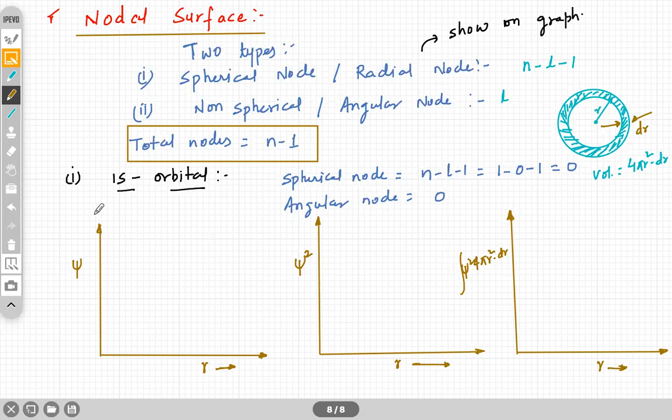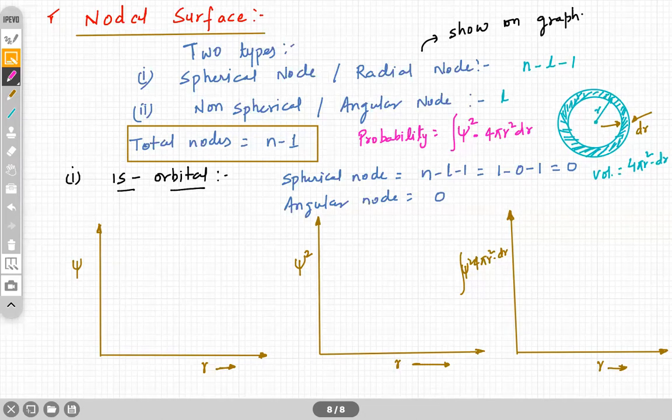And we already know that psi square is the probability density function. So the probability of finding an electron is equal to the probability density function psi square, which is probability per unit volume, into the volume, and the volume for this surface is 4 pi r square dr. So when you integrate this, you'll get the probability. Is it clear now? Tell me.